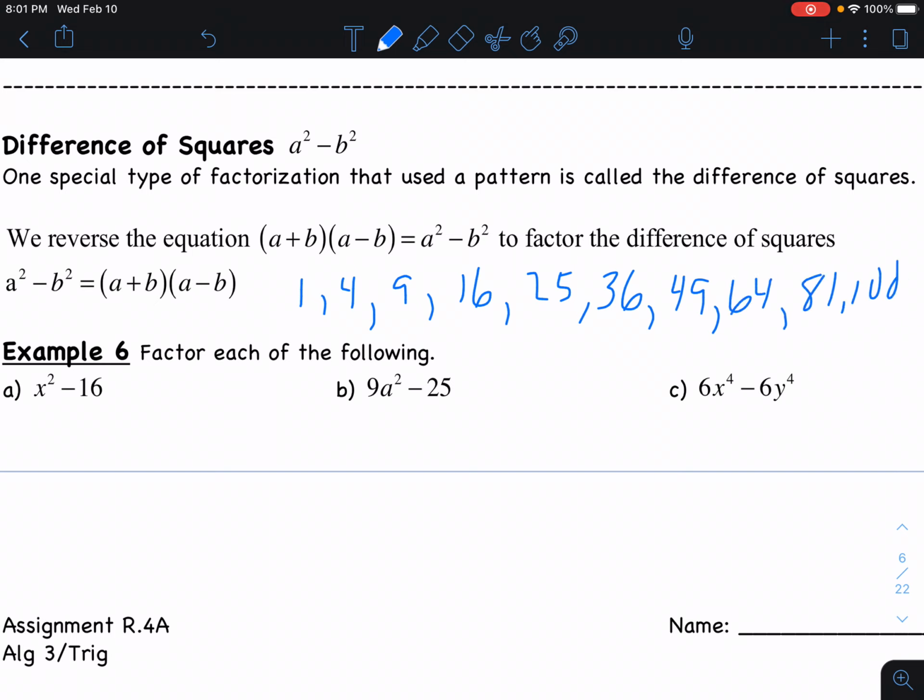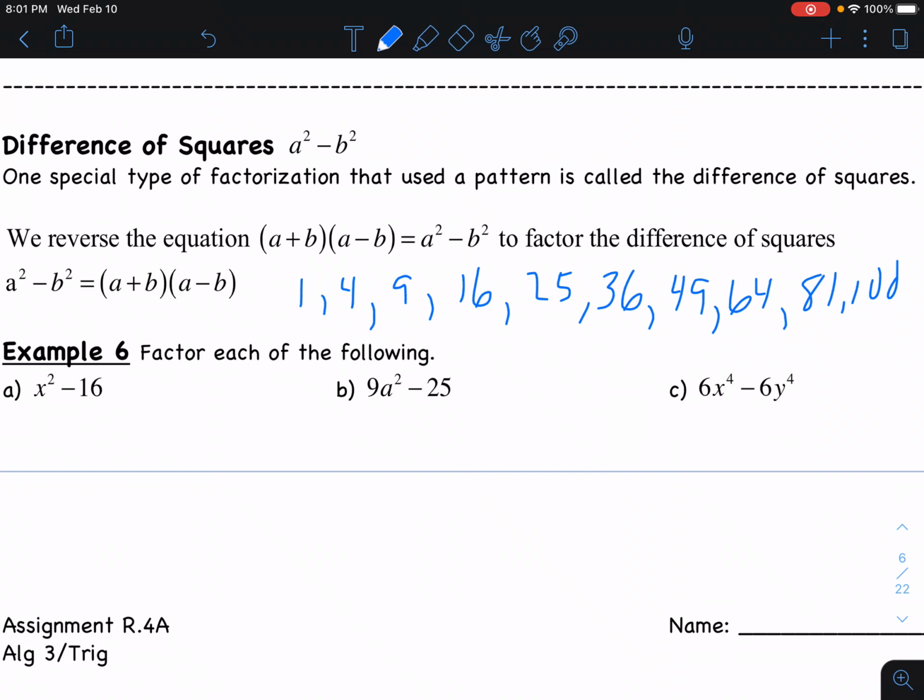And these numbers, when you take the square root of them, get 1. Like square root of 1 is 1, square root of 4 is 2, square root of 9 is 3, square root of 16 is 4, square root of 25 is 5, and 6 and 7 and 8 and 9 and 10. All right, so you'll see a pattern there.